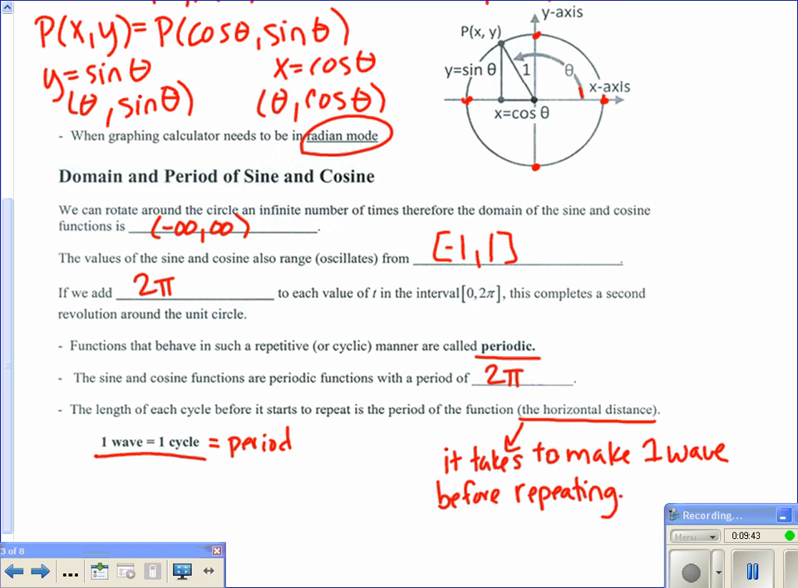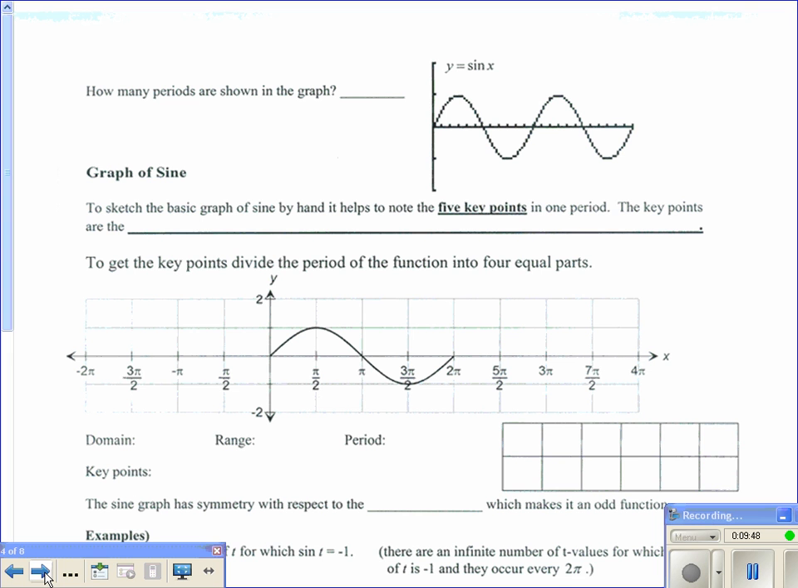So those are important to know. In this next question, it asks how many periods are shown in the graph. This is y equals the sine of x. And how did I know it was y equals the sine of x? Because if you look right here, we have (0, 0) as an intercept. Sine always starts at (0, 0), whereas cosine starts at 1.